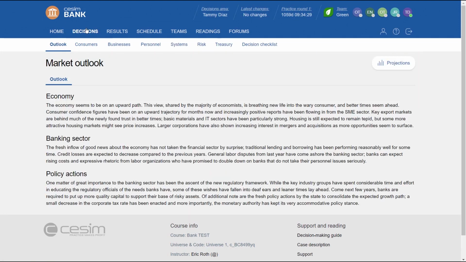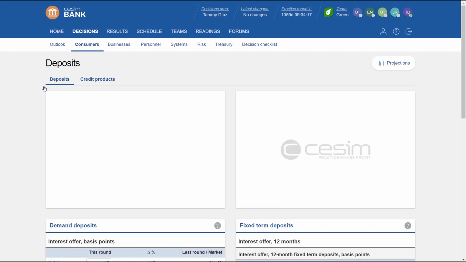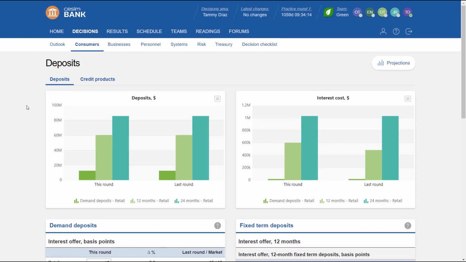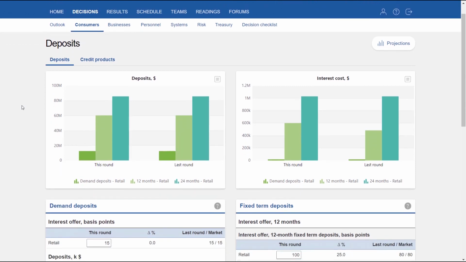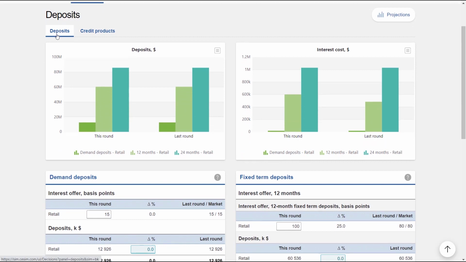Then we move on and start with the decisions. The first page that you find is the market outlook, and this is something that you want to read every round when you start making decisions. Actual decision making starts when we move on to the consumers page, and there we find the deposits first.